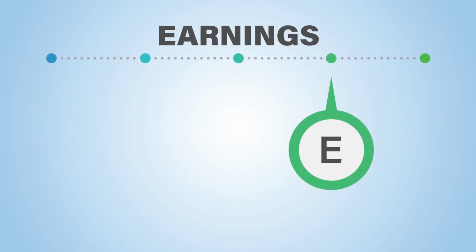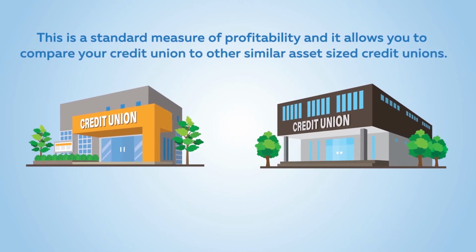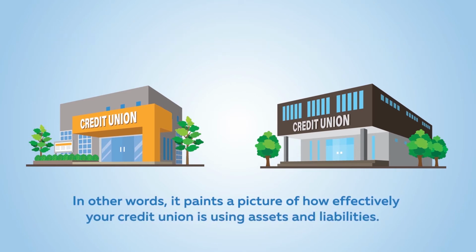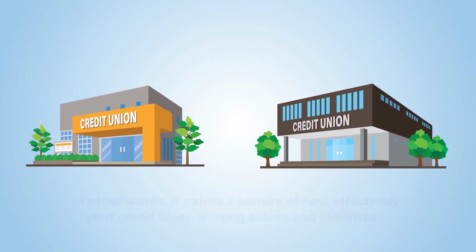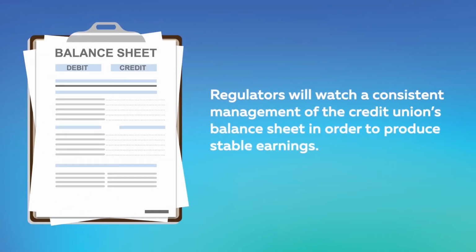E stands for earnings. In the earnings category, one important ratio is the return on average assets. This is a standard measurement of profitability and allows you to compare your credit union to other similar asset-sized credit unions. In other words, it paints a picture of how effectively your credit union is using assets and liabilities. And this one is especially important to note because although your capital can carry you through some lean times, regulators will watch a consistent management of the credit union's balance sheet in order to produce stable earnings. That's why you always want to keep track of your return on assets using this ratio.